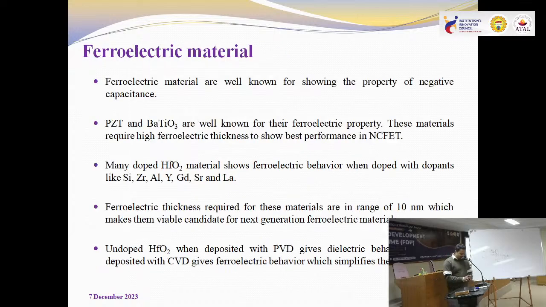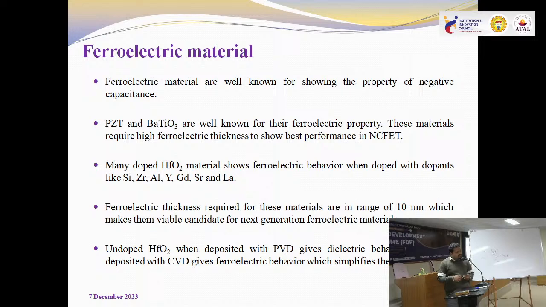Now, let's go a bit into ferroelectric oxide. Although I am not an expert in materials or oxides, I have just taken the parameters of certain oxides and utilized them in my device. Let's go through it. Ferroelectric materials are known for the property of negative capacitance. There are a few materials, lead zirconium titanate and barium titanate, which are perovskite materials and are well known for the ferroelectric property.